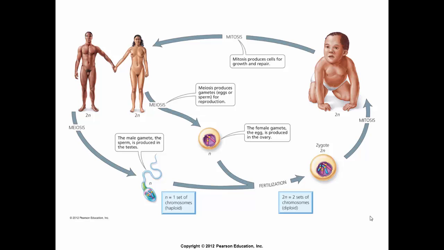So once the 23 from the sperm unite with the 23 from the egg during fertilization, this restores that diploid state, or two sets of each of the chromosomes. This is termed a zygote. A zygote is just a fertilized egg. After the sperm fertilizes the egg, everything after that is mitosis, which produces cells for growth and repair.